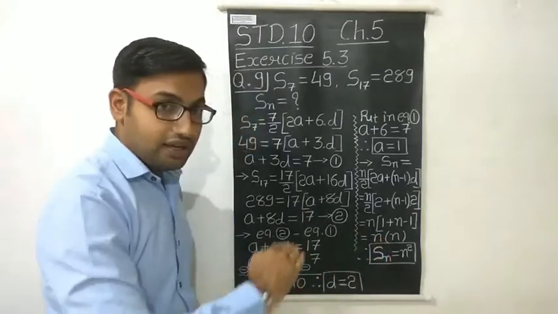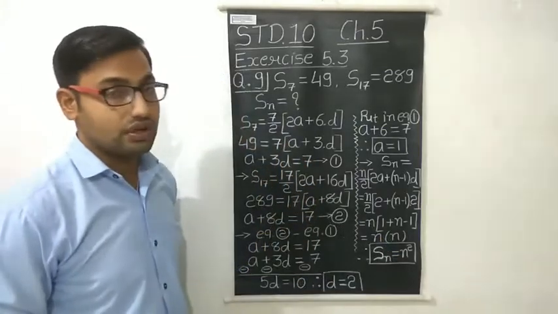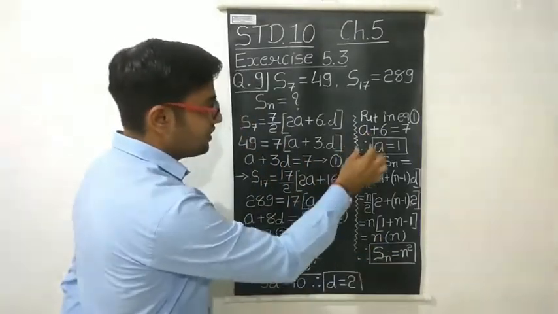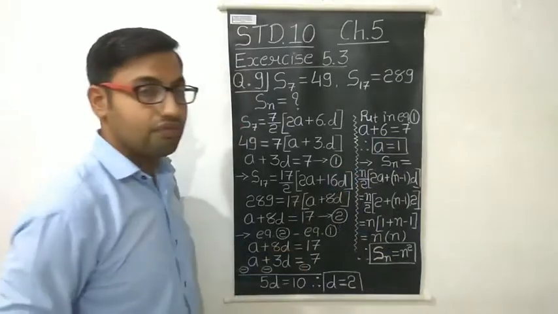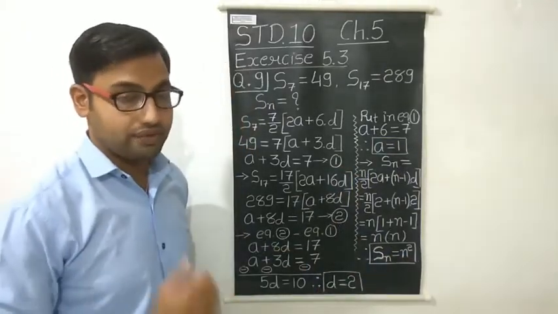Outside the bracket is n, and inside the bracket is also n. n into n is equal to n square. And which value is this? This is the value of Sn. So in this way we get Sn is equal to n square.